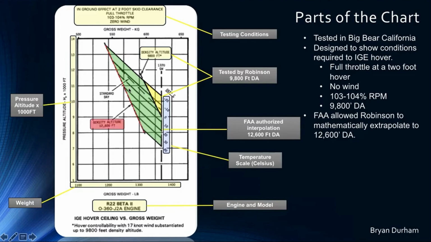Now, right here along this red line that was just highlighted, this is where the FAA told Robinson you cannot extrapolate this information farther than this. So this actually goes out to 12,600 feet density altitude. With these temperature and altitude combinations, if you took out an E6B or a CX2 and plugged those into your calculator, you would get approximately 12,600 feet. That's what this line represents.